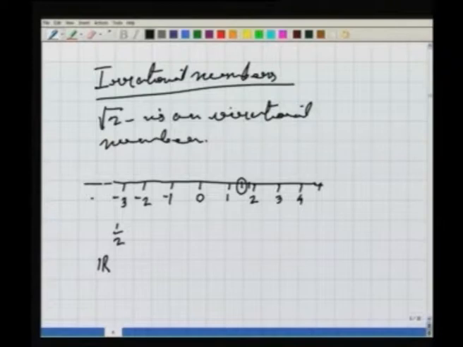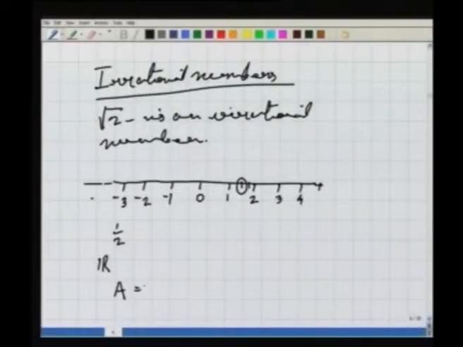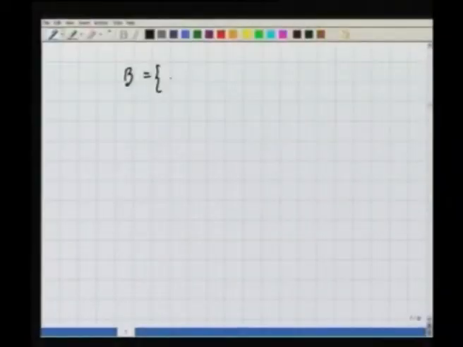Well, let us see some more necessity. Why should we have irrational numbers in the set of real number systems at all? Let us look at this problem. I define a set A. It is the collection of all rational numbers r which satisfy the property that r square is less than 2. I also define a set B which is given by all rational numbers r such that r square is strictly bigger than 2.